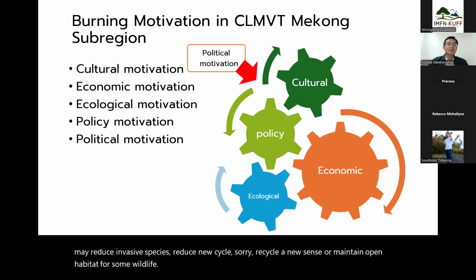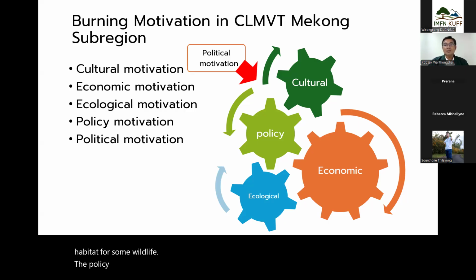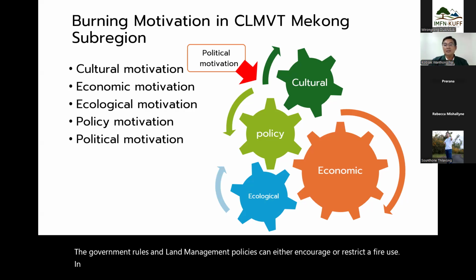The policy motivation. Government rules and land management policies can either encourage or restrict fire use. In some areas, there is support for community-managed fire regimes. In others, there are strict bans or criminalization of burning, even when it's traditionally used.